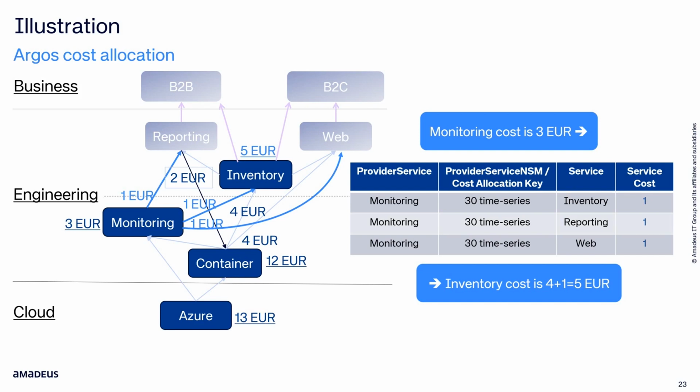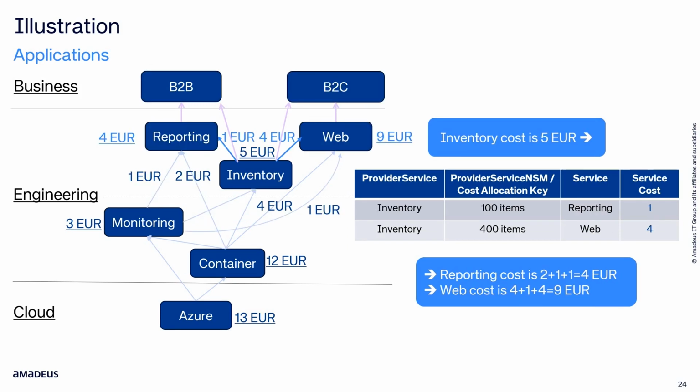The cost of inventory is now complete. It's 5 euros. Now, let's move to the application cost reallocation. First, remember that the NSM of inventory is the number of items. Let's assume that inventory has delivered 500 items, that reporting has consumed 20% of them, and that web has consumed 80% of them. The cost allocation of inventory follows the same repartition.